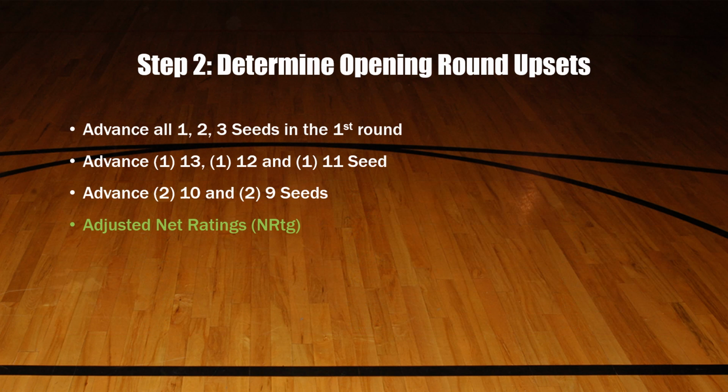So the next slide really sums it all up, right? The first bullet is you should advance all your 1, 2, and 3 seeds in the first round to the second round. As we saw from the previous slide, the upsets don't really happen in those. And if they do, it's almost a so what.